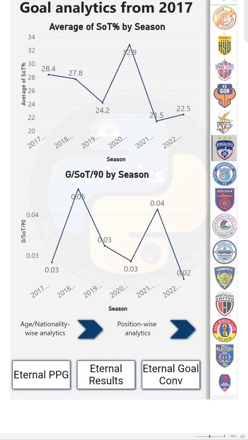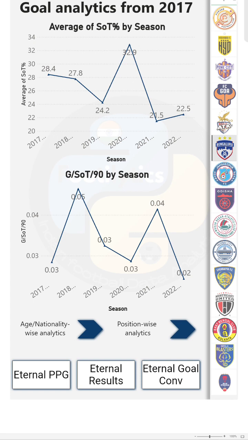So you can see Bengaluru FC's shots on target percentage over the seasons from 2017 to 2022. The same we can see for goals per shots on target per 90 minutes by season. So you can see here the shots on target percentage over the seasons and how many goals have been scored from shots on target for every 90 minutes per season. Even that you can visualize from here. You can see that 2018 and 2021 have been pretty great for Bengaluru, but 2022 and 2020 haven't been that great.